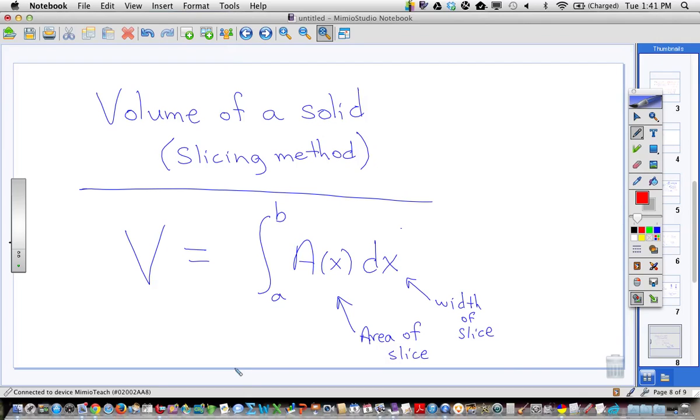Okay, so it's going to seem kind of strange that we're doing area in our integral, but the answer comes out volume. But it shouldn't be that strange. We do f prime like miles per hour in our integral, and the answer comes out distance, right? So it's kind of the same thing.